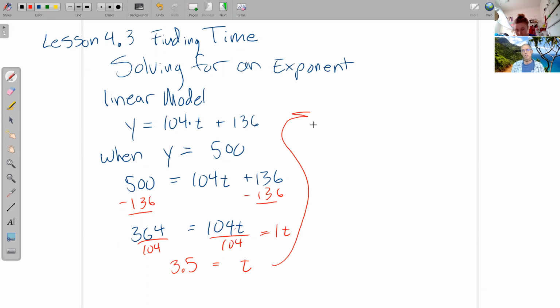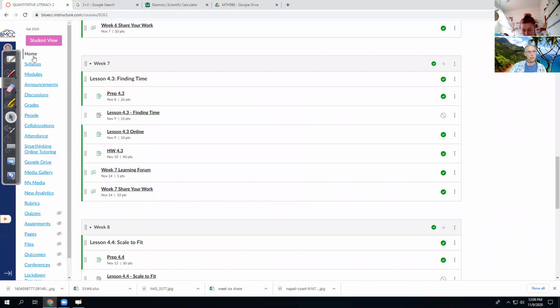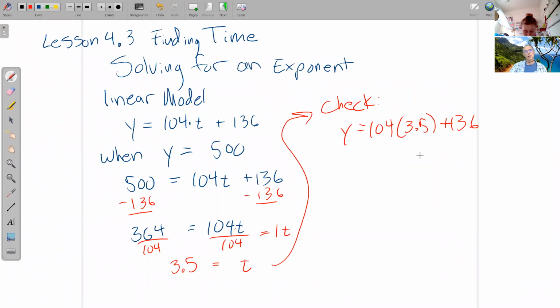We could check to see if that works by plugging it back in. So if we take that 3.5 and plug it in for t, multiply and add, hopefully, 136, that gives us the 500 I was hoping. So let's check on the calculator. 104 times 3.5 plus 136. Calculator says 500. I got it right. So we've solved equations like that before. The thing we have to learn to do next is, now that's the linear version.